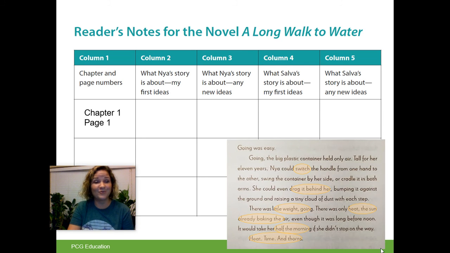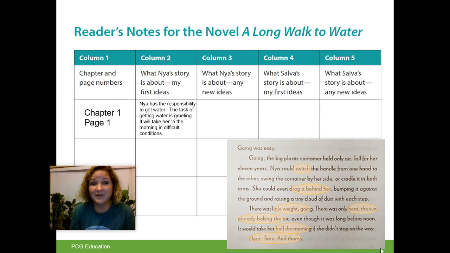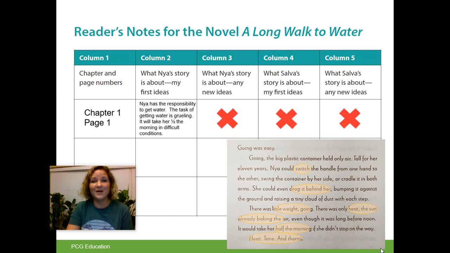So this comes from chapter 1, page 1. And I kind of put what I was saying about it being difficult in my own words. Naya has the responsibility to get water. The task of getting water is grueling. It takes her half the morning and is difficult conditions. So once I have this done, I know I'm not going to add anything else in these squares because it's not a new idea. This is my first impression. It's not about Salva. So 4 and 5 are out. And then this column is going to be out for the rest of the time because I cannot have any more new impressions. Good luck, guys.